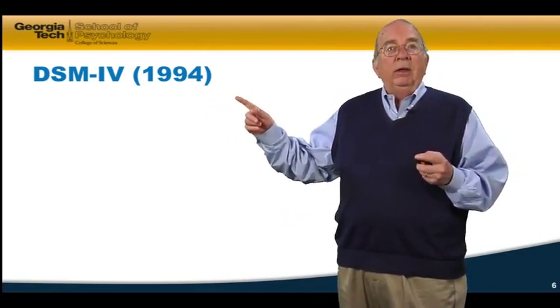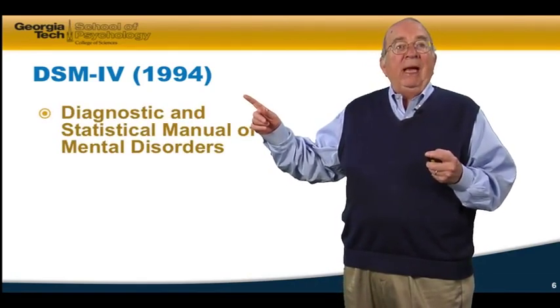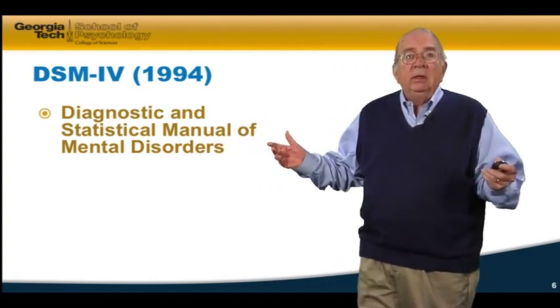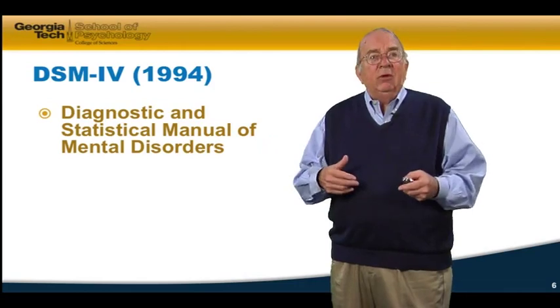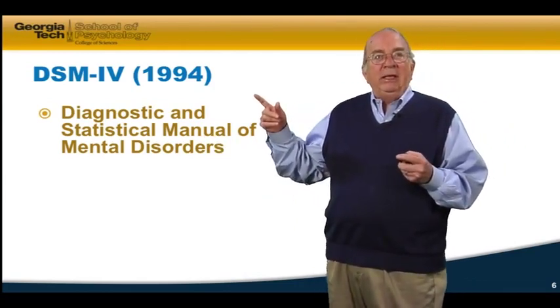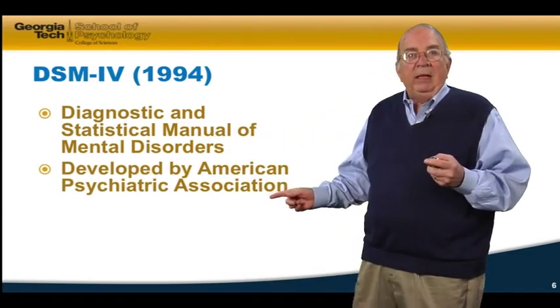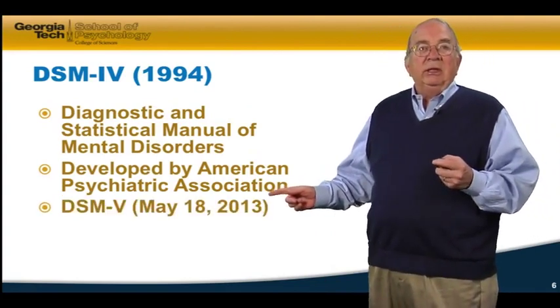Now I want to talk about the Diagnostic and Statistical Manual. In 1994, the American Psychiatric Association issued this manual, which tells you all of the different categories of psychological disorders. And so it's really a diagnostic sort of manual, is what it says. And the one was issued in 1994, almost 20 years ago. It is developed by the American Psychiatric Association, not the American Psychological Association.